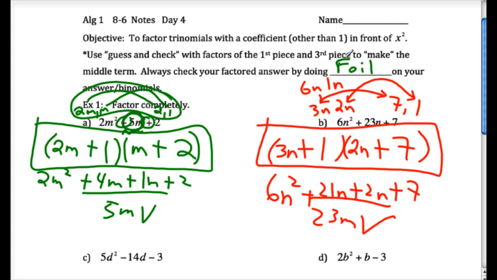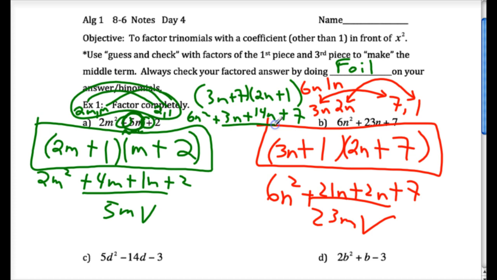Great question. See what he's thinking here. He wants to do this: 3n, 2n. He wants to switch the 7 and the 1. Do FOIL on that. 6n squared plus 3n plus 14n plus 7. That doesn't make 23n in the middle.